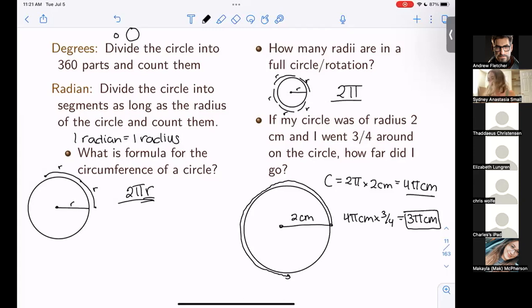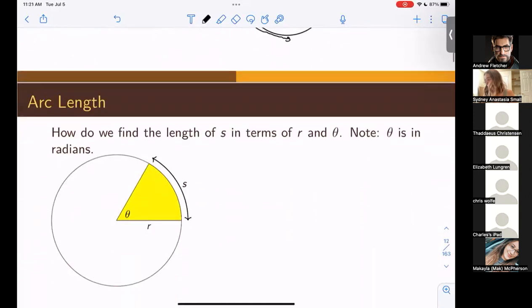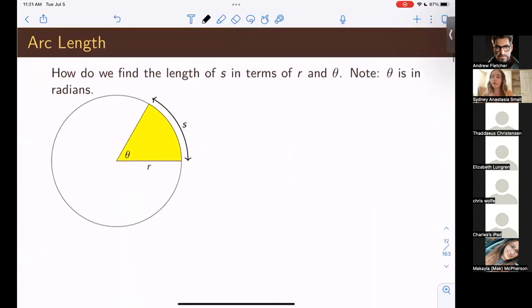Okay. Then let's move on to arc length in general, which is essentially what we just did. But let's talk about how we would find a general arc length. So theta is always in radians. This is always true unless otherwise stated. I will just make a note here to emphasize that point even more. It is always true unless otherwise stated.